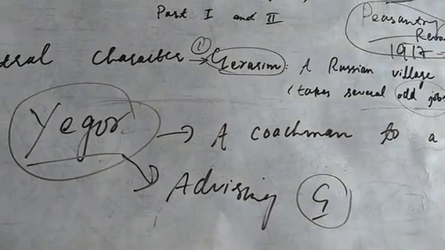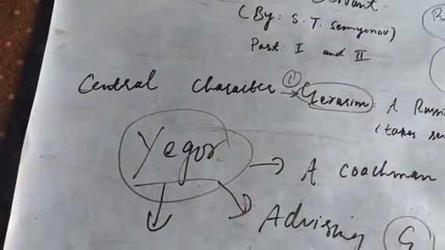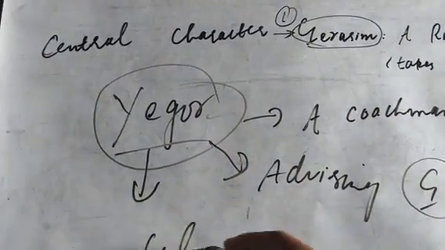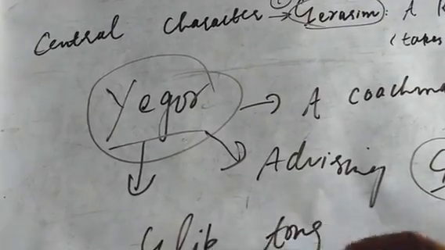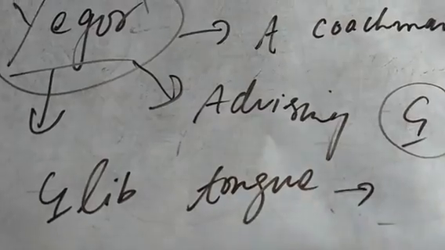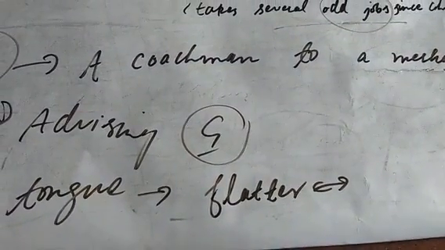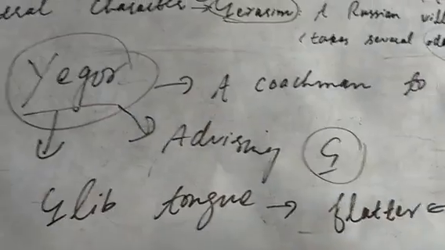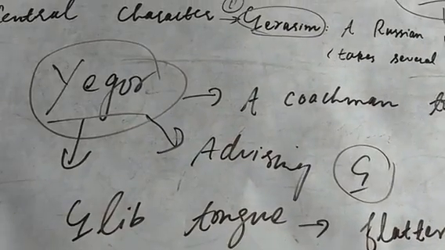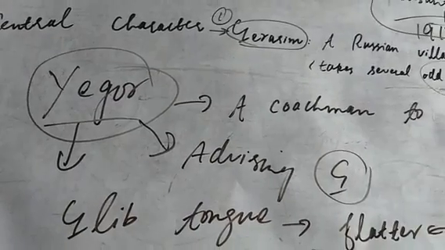Are you getting me? There was one quality of Igor. He was having a glib tongue, an oily tongue. He always used to flatter his master. खुशामद करता था अपने मास्टर की, ठीक है, गलत तारीफें करता था in order to trap him. Now he was having this glib tongue. He used to praise people to just trap them.